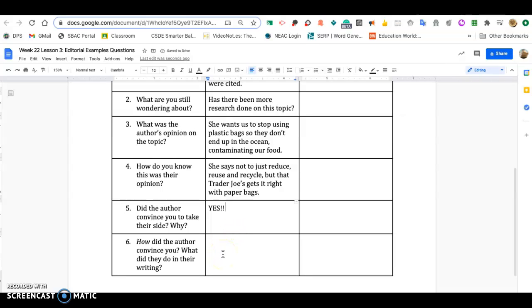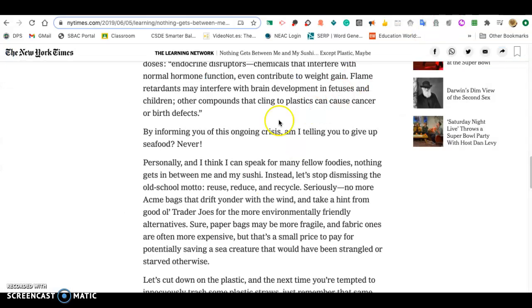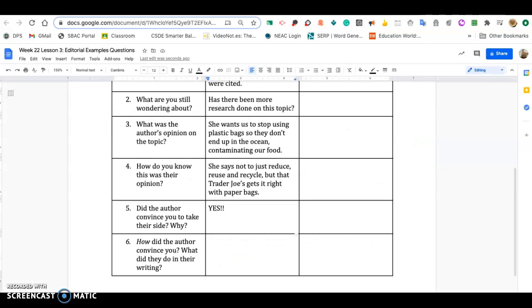So how did the author convince you? What did they do in their writing? I noticed she again says, look, I'm not telling you not to eat seafood. And she's saying, I get that sometimes paper bags aren't that great, and maybe even the fabric ones are more expensive, but that's a small price for potentially saving a sea creature. So I'm going to say she showed a possible counterargument and explained why her side is still correct.